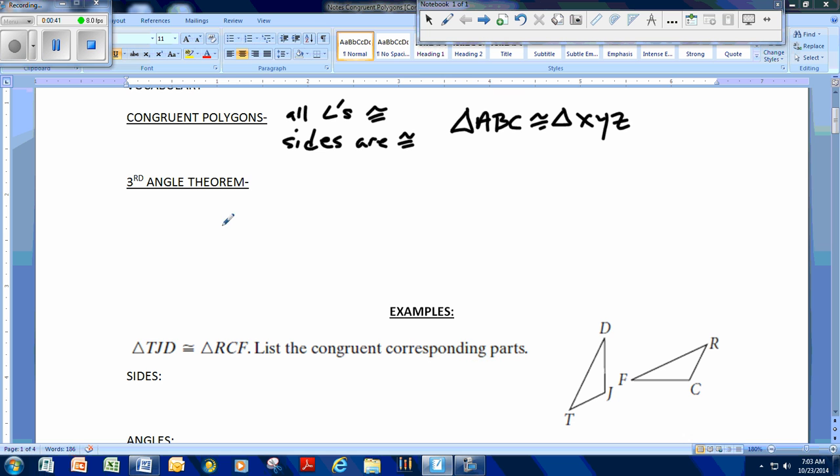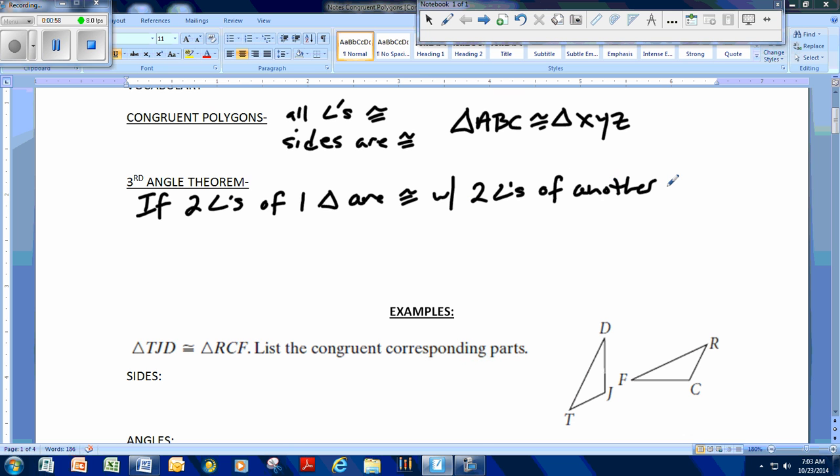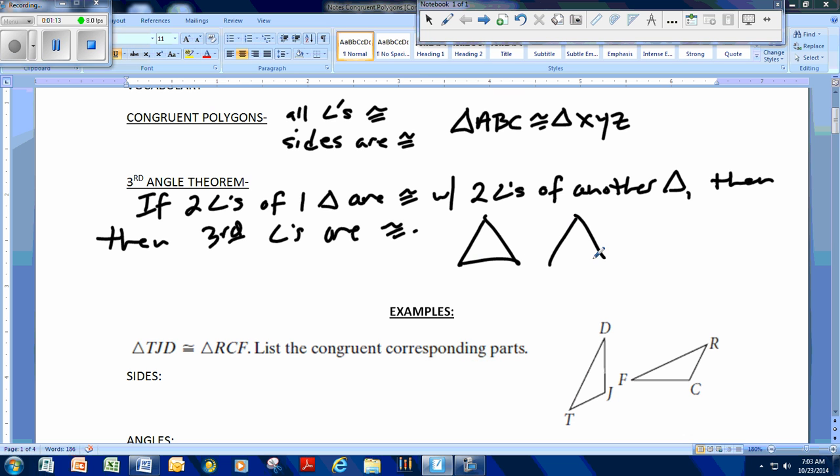Next concept we're going to discuss is something called the third angle theorem. It states if two angles of one triangle are congruent with two angles of another triangle, then the third angles are congruent. So for instance, if we had two triangles and these two angles are congruent and the second set are congruent, then automatically these third ones are congruent because triangles add up to 180. That's how we prove that.